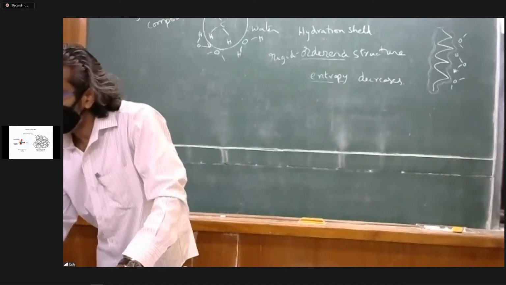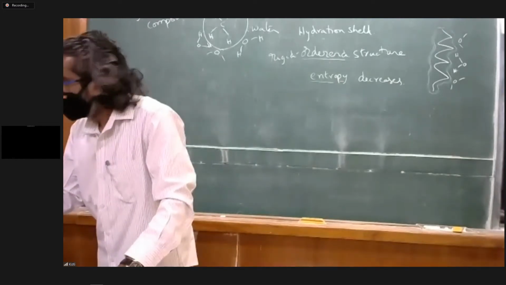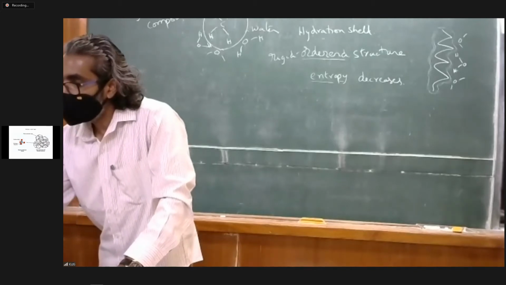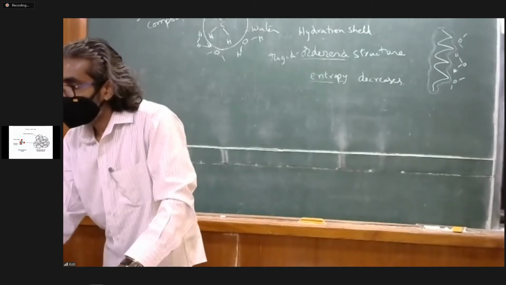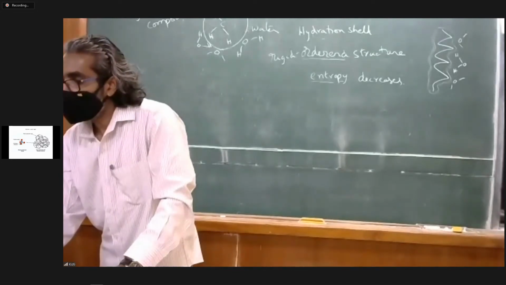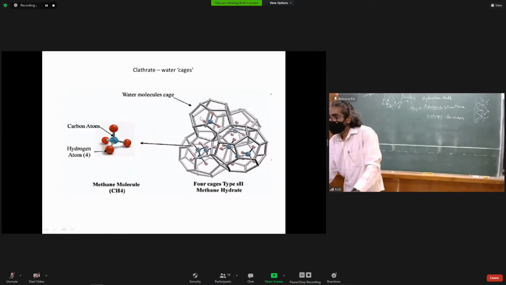So I think here they are showing 1, 2, 3, 4, 5. Okay, so there are 5 methane molecules. Each is forming a shell, surrounded by water molecules. So these water molecules are actually highly ordered.